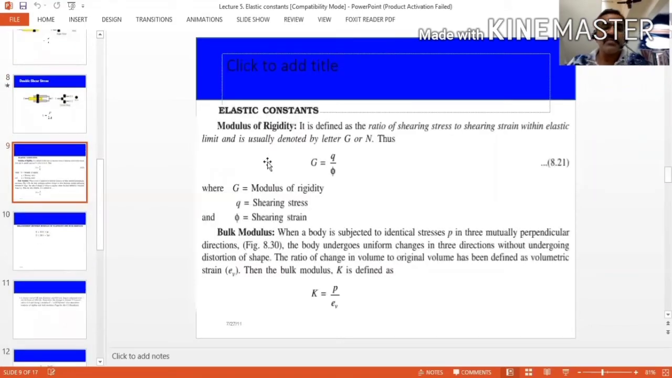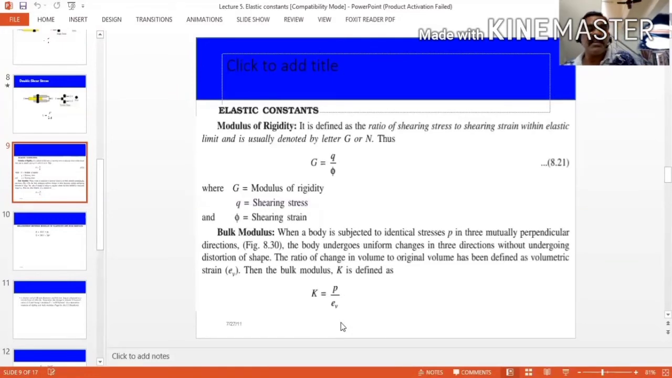Now modulus of rigidity. We have seen already Young's modulus. Stress by strain, that is Young's modulus. What is modulus of rigidity? Shear stress by shear strain. That is modulus of rigidity. What is bulk modulus? Direct stress by volumetric strain.